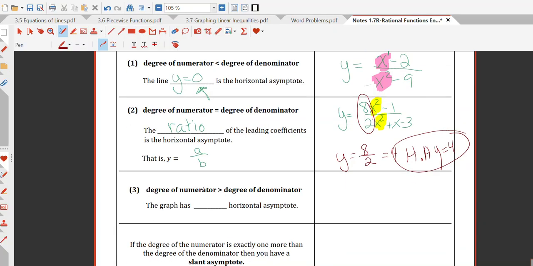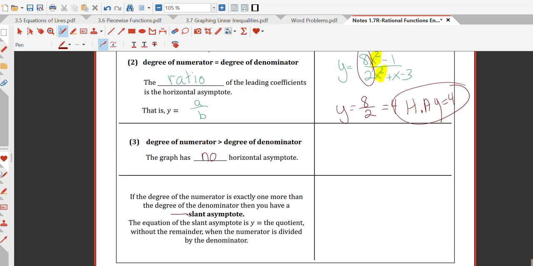Now, if the degree of the numerator is higher than the degree of the denominator, it does not have a horizontal asymptote. Instead, it will have something called a slant asymptote if it's exactly 1 higher. So if we look at this one, you can take a look at the degrees. This is 2, this is 1. The numerator is exactly 1 higher than the other one, and so you would get a slant asymptote, basically a diagonal.